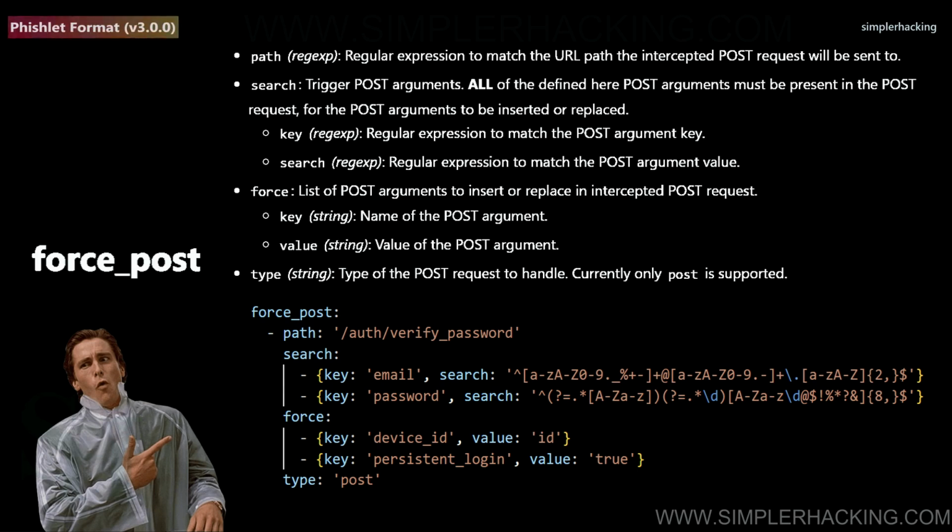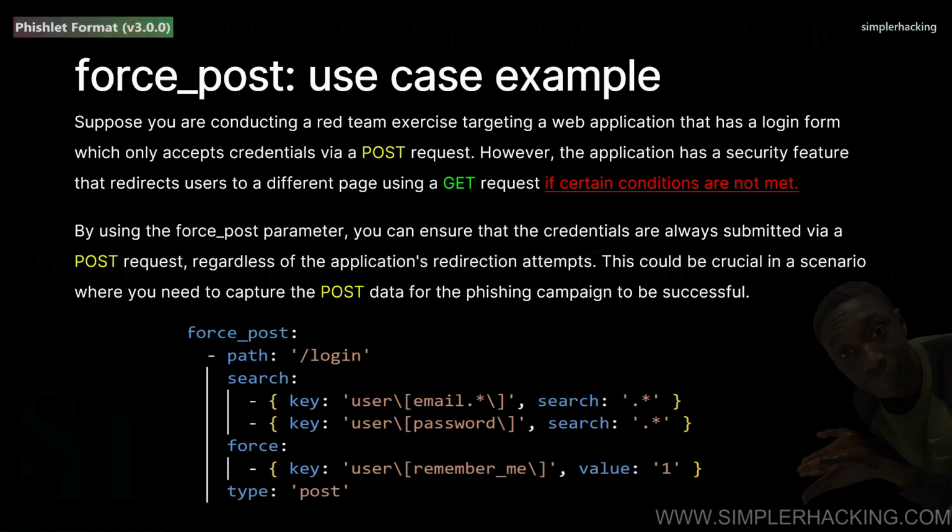Finally, the type defines the type of post request to handle. Currently, post is the only supported type, meaning this section is dedicated to handling and modifying post requests. This ensures that the Phishlet knows what type of request it's targeting and how to handle it effectively. In this example, we are looking at the block of code at the bottom of the screen, which is designed to ensure that any credentials, specifically the user's email and password, are always submitted via a post request, regardless of any potential redirection. This is for scenarios where an application might try to redirect you to another page using a GET request, which could bypass the proper submission of credentials and mess everything up.